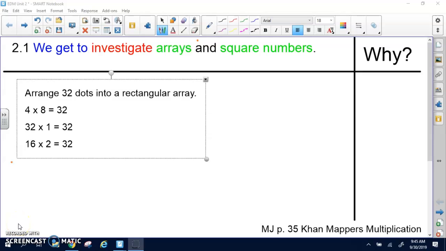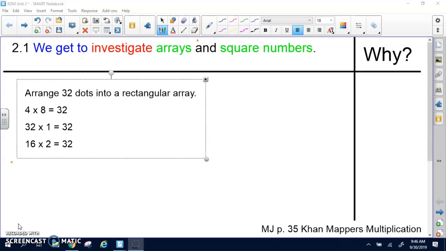We're moving into a new unit in math. The new unit is called multiplication and geometry. Okay, we're going to combine those two ideas. In today's lesson, 2.1, we get to investigate arrays and square numbers. I bet some of you may know square numbers, some of you may not.